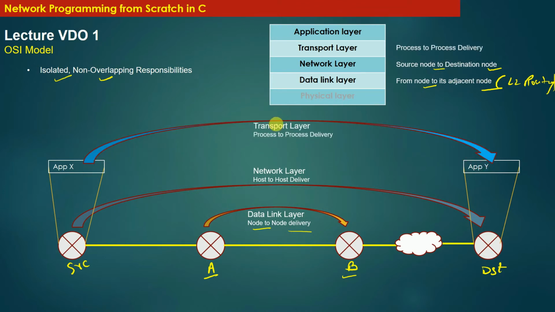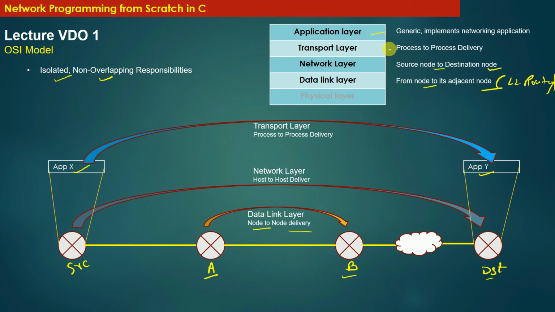The transport layer, on the other hand, is responsible for the data delivery between processes. So let us say you have process X or application X running on the source machine, and you have application Y running on the destination machine. The transport layer will be responsible for the data delivery between X and Y, where X is the application running on the source machine and Y is the application running on the destination machine.